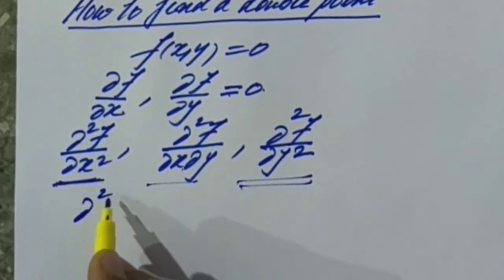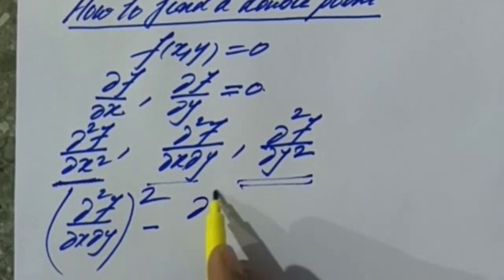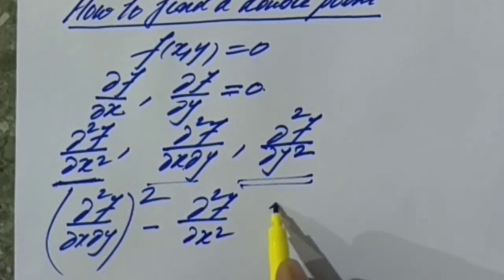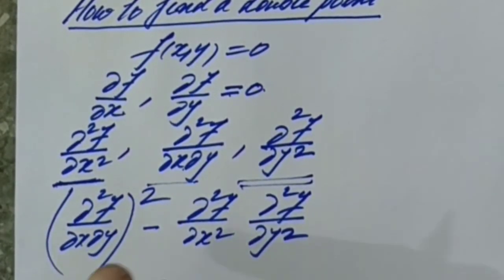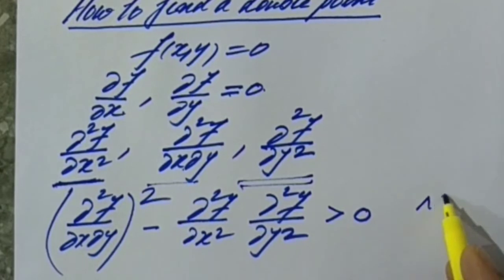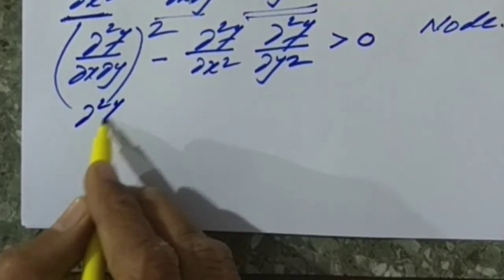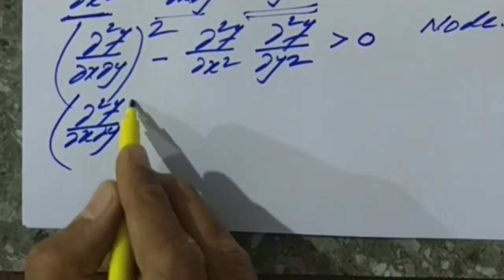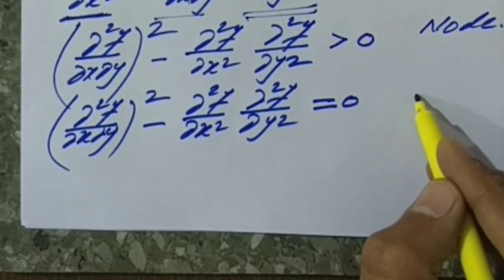We find del 2f over del x del y whole square minus del 2f over del x square times del 2f over del y square. If the value of this expression is found to be greater than 0, that is positive, then the double point is a node. And if the value of the same expression at a double point is equal to 0, it must be a cusp.